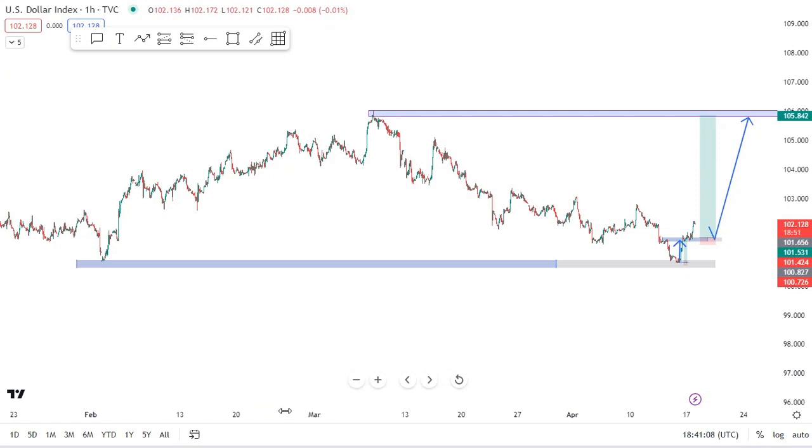So guys, let's try analyzing some pairs and we see what today has for us. Currently, what you are seeing is the DXY, and guys, let me give you this trick. Whenever you're going to trade a pair, always first check its index. So this is the DXY.